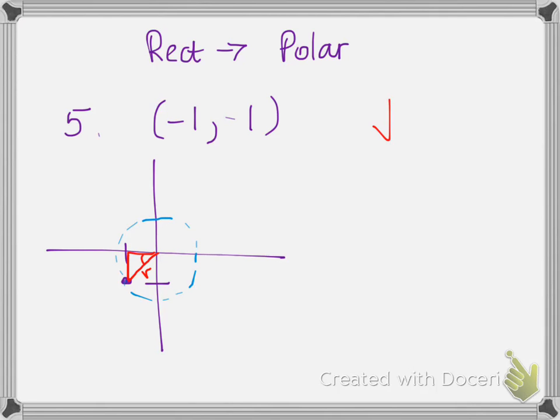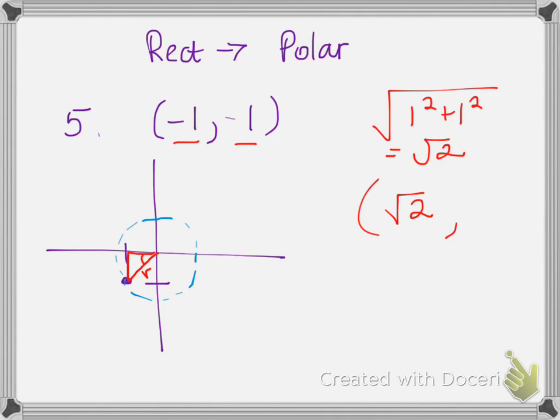So I can do the square root of 1 squared plus 1 squared to get the square root of 2. So the r in the polar coordinate is square root of 2. It comes first. And then I need to figure out that angle. Well, since these two sides are both 1, I know the angle is going to be pi over 4. But you could use tangent of the angle or sine or cosine to figure that out if you wanted to.